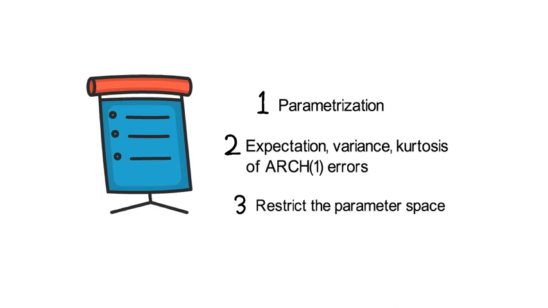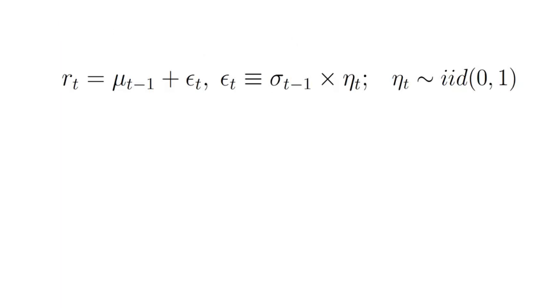So in order to introduce the Arch1 model, I want to remind you of our basic return decomposition, which I'm restating here. It says that we can decompose realized time t returns into an ex-ante expectation, which is mu t minus 1, just the expectation of r t as of time t minus 1, and into a statistical return innovation epsilon t. And that innovation is thought to be the product of an F t minus 1 measurable volatility sigma t minus 1 and a fundamental innovation eta t.